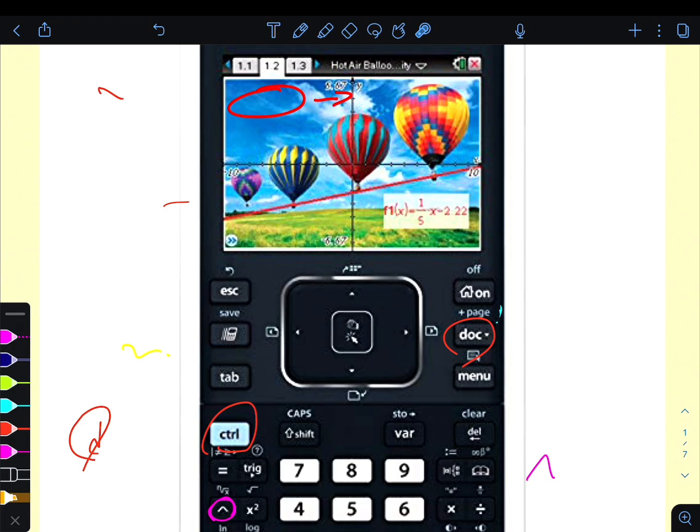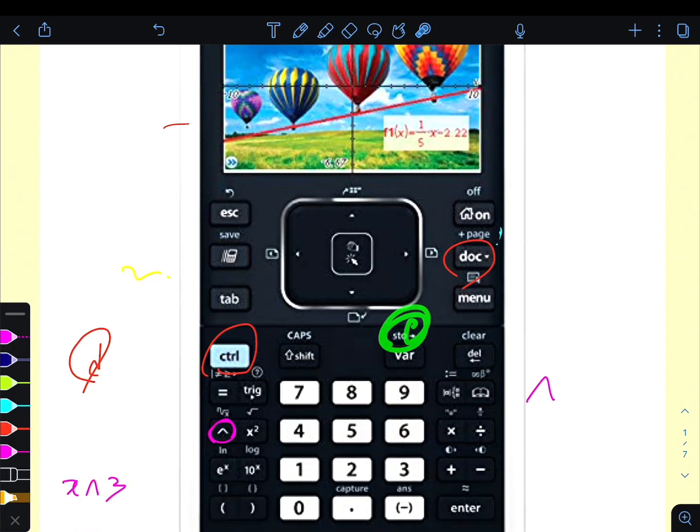Anything else? Oh yes, store. If you have to use that number quite often, make sure you press Control var to access the store. Your answer can be stored into any alphabet. You can override on it. Okay, that is what you can do.